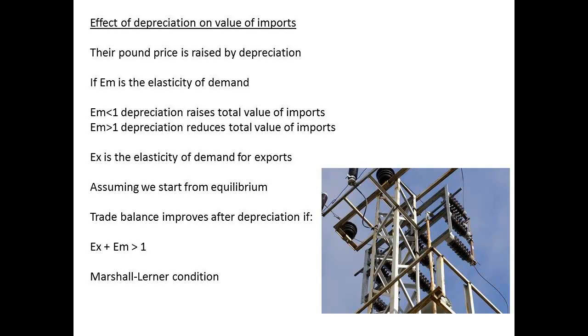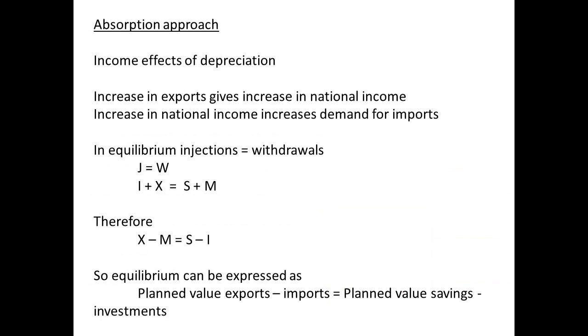Now, Ex is the elasticity of demand for exports. Then, from equilibrium, if Ex plus Em is greater than 1, trade balance improves. This is called the Marshall-Lerner condition. The absorption approach considers the income effects of depreciation.